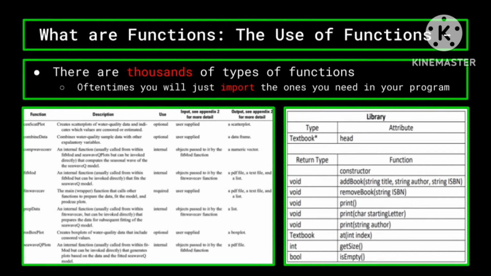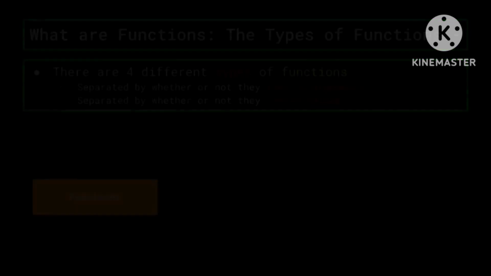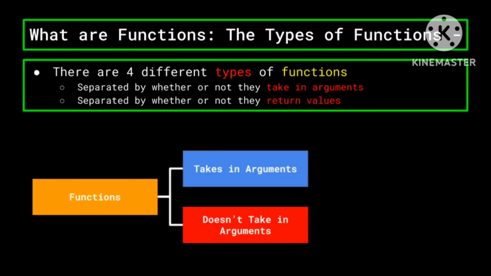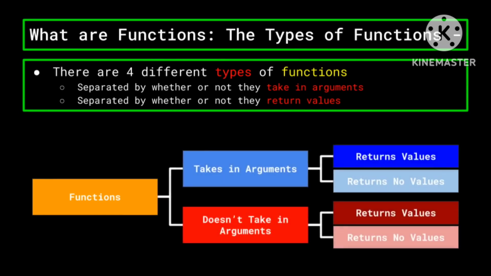There are thousands of functions that are available to you through the IDEs. However, because we won't always use all the functions that are available to you in a single program, you have to import these functions from packages found in the IDE, which is something that we'll be covering later on. Now there are 4 main types of functions in most programming languages, and they are separated by 2 defining features, whether or not they take in arguments and whether or not they return values.